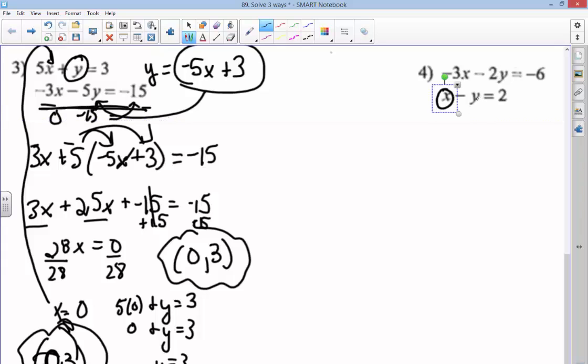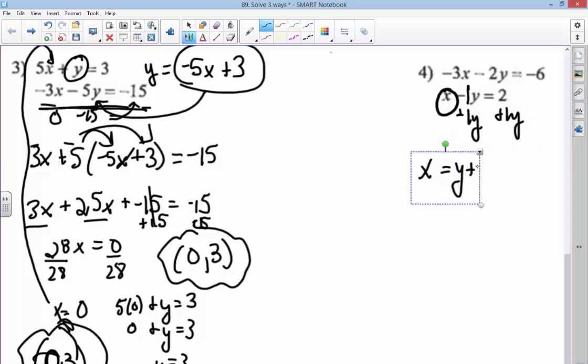You could isolate the y, but that negative does make it slightly tricky. I'm going to just put a 1 there so you don't forget about it. So in order to isolate the x, you need to add 1y to both sides. So x equals y plus 2. So now, into the opposite equation, you're going to plug in the y plus 2 for x.